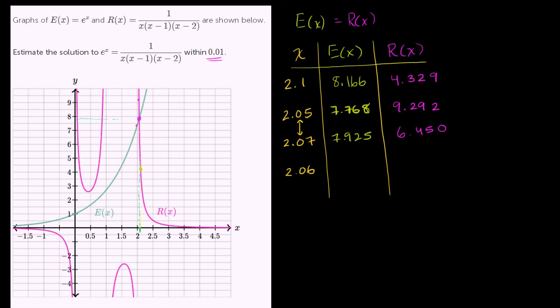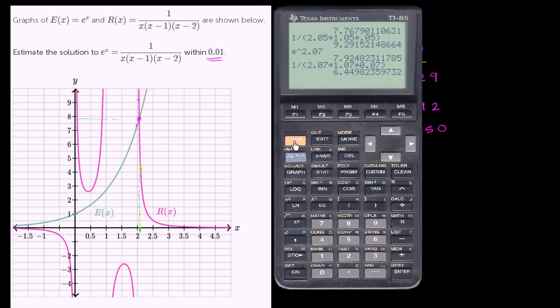But just for fun, let's actually try it out. So e to the 2.06 is about 7.846. And if we were to evaluate r of x, it's 1 divided by 2.06 times 1.06 times 0.06, which gets us to 7.632. So we're also getting pretty close.